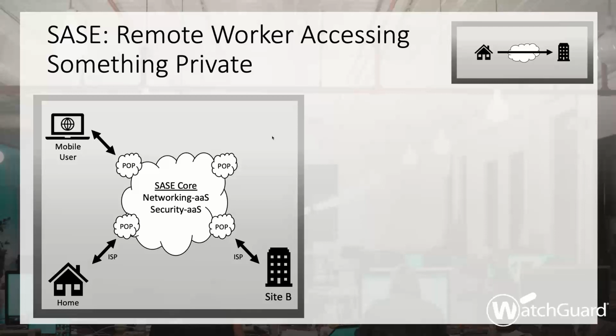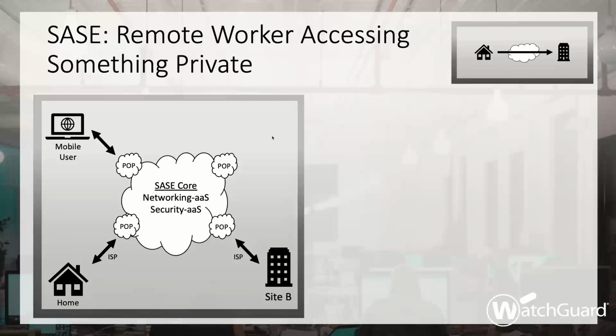So now let's look at the two remote user scenarios, right? So now a remote user accessing something on the network, right? They're remote, they're VPNing, in the traditional scenario, they were VPNing into the office to get access to something.